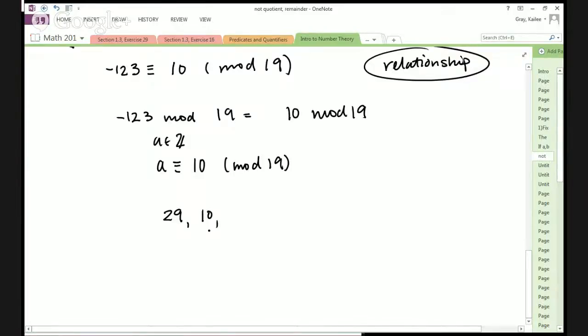Okay, how are you doing? Any ideas? What else could A be? Maybe let me write this out. I can write this in another way. This means that if I take A, if I multiply 19 by any integer, this is how I can write A. I take A, multiply 19 by something, and add 10.